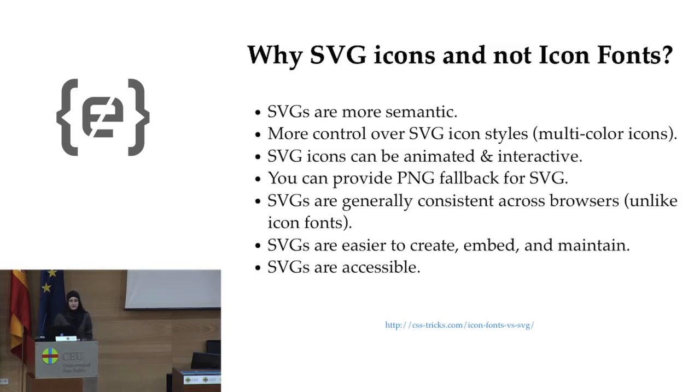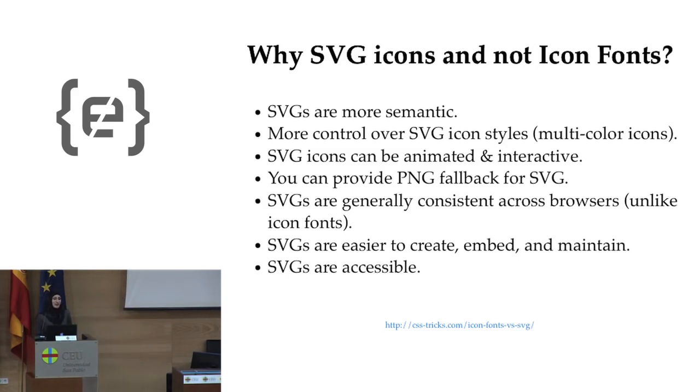over icon fonts. Some of these advantages are: SVGs are more semantic. You have control over SVG icons' styling. You can have multicolor icons in SVG. If you want to have multicolor icons using icon fonts, there is this weird technique that uses stacking on top of each other. Why would you want to do that? SVG icons can be animated and interactive. You can animate them and interact with them. The only kind of animation that I can think of for icon fonts is a simple hover effect, changing the color. That's kind of lame.